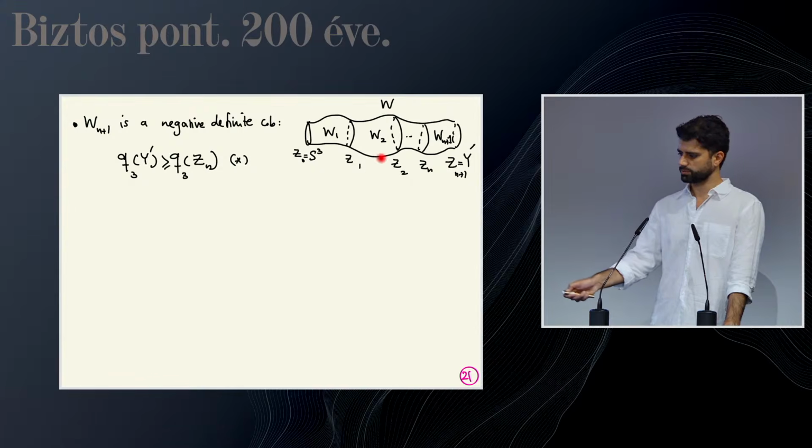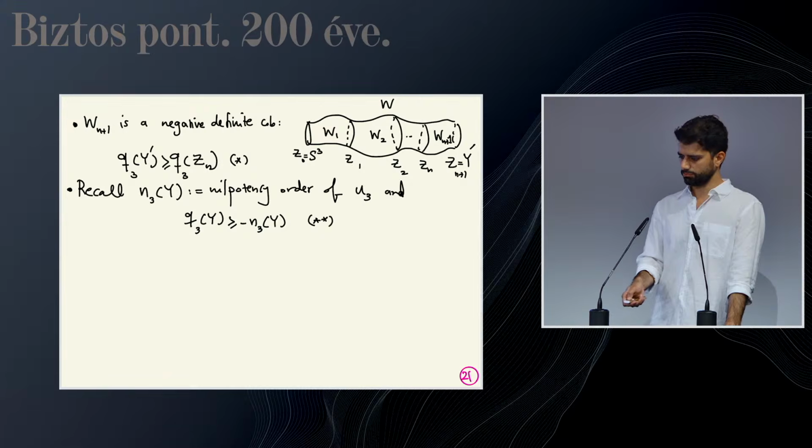So the last part is kind of similar to other Froshov type invariants, like with rational coefficients, because it's a negative definite cobordism. You can use a similar proof to show that Q3 of the outgoing end is at least as big as Q3 of the other end of the last piece.